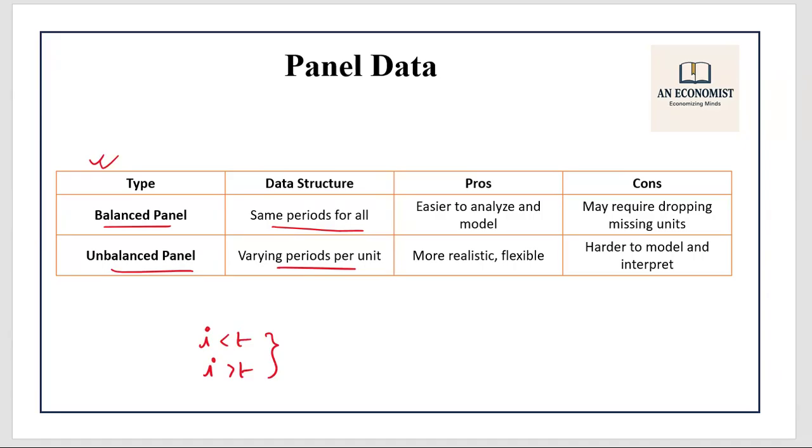Now, if you have the balanced panel, the pro is that it is easier to model and to analyze. But in case of unbalanced panel, it is more realistic and more flexible. So in real life data, we often see that missing value is present. So unbalanced panel is a very realistic scenario. It is more flexible, but it needs further modification before estimation. And the cons will be what? If you have balanced panel, it may require dropping out missing units. But in case of unbalanced panel, it is harder to model and interpret, right? So if you have unbalanced panel, you have to convert it into balanced panel first, and then you can go into estimation. That we will see in the next video.